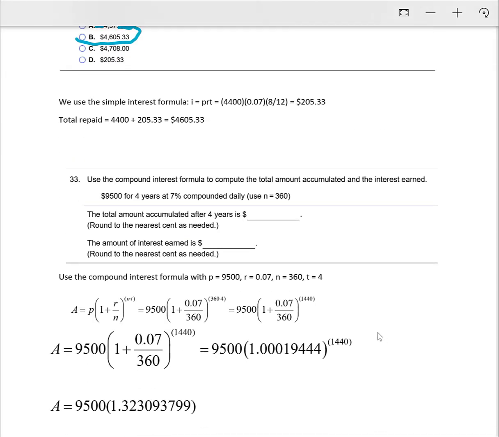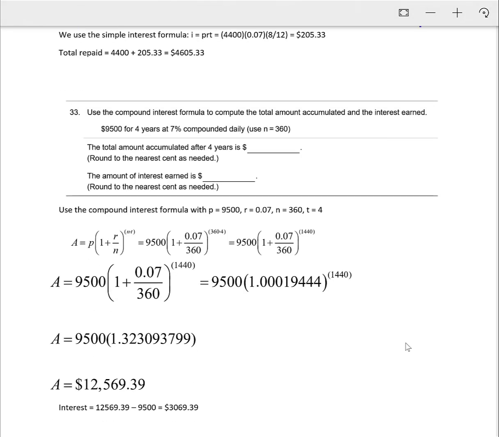And we're going to do a compound interest problem here. We're borrowing $9,500, we're accumulating interest for $9,500 for 4 years at 7% compounded daily. And notice they say use 360. Now, the difference between the compounded and the simple interest, in the compounding formula, you get the accumulated amount. And to answer the second part of the question, we're going to have to subtract off the amount we invested in order to find the interest.